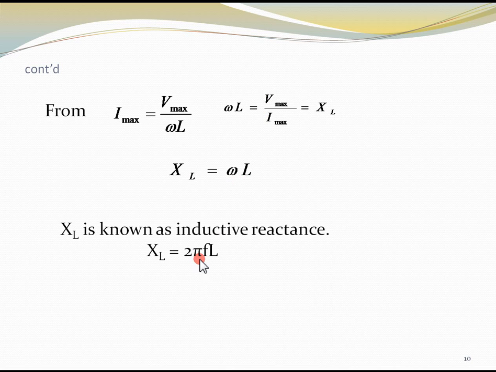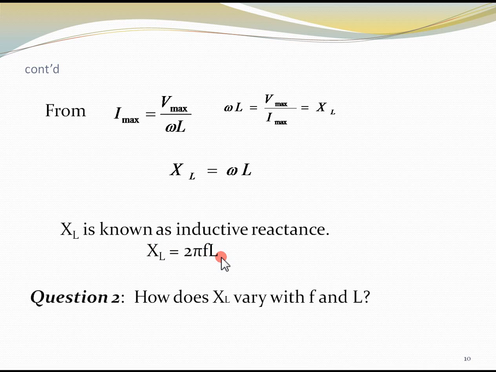For omega equal to 2 pi f times L, as the frequency increases, as the rate of change of current increases, the opposing voltage will increase, so the opposition will increase. So they are directly proportional. As the self-inductance increases, the opposition also increases, and XL is directly proportional to L. So how do you relate XL with frequency and L? It is directly proportional to f, and also directly proportional to the self-inductance.